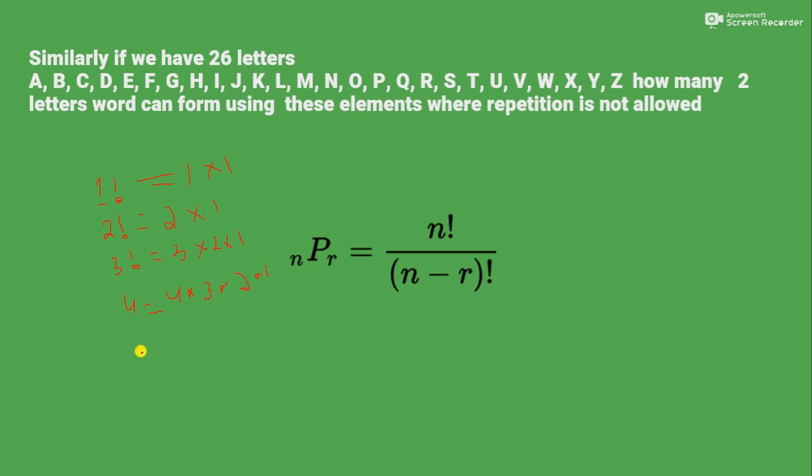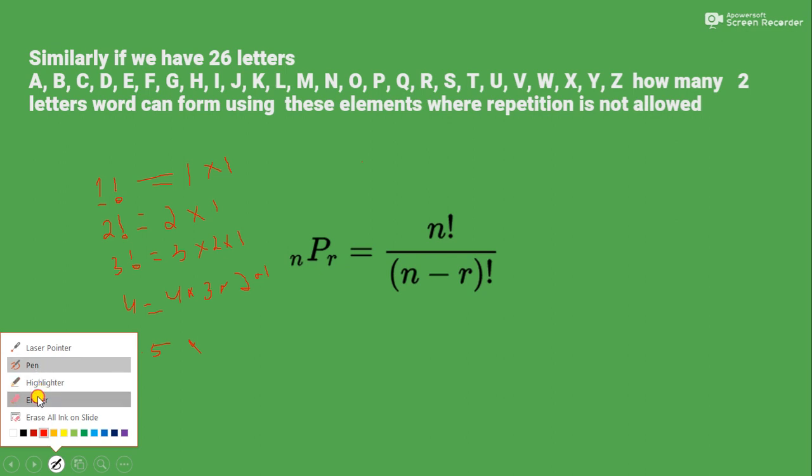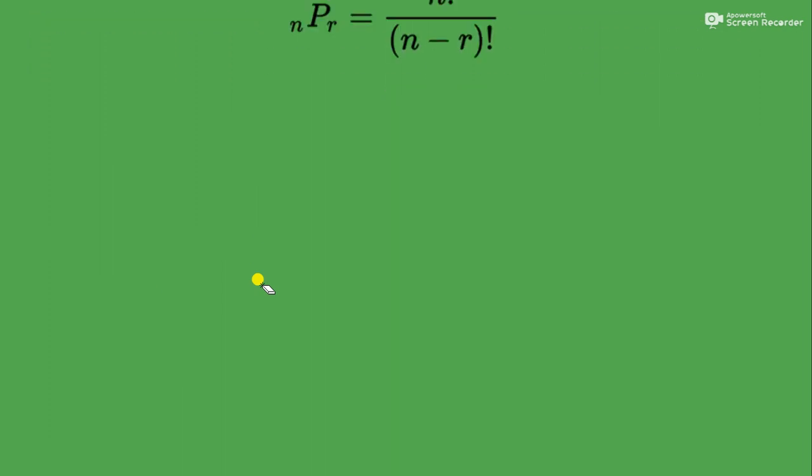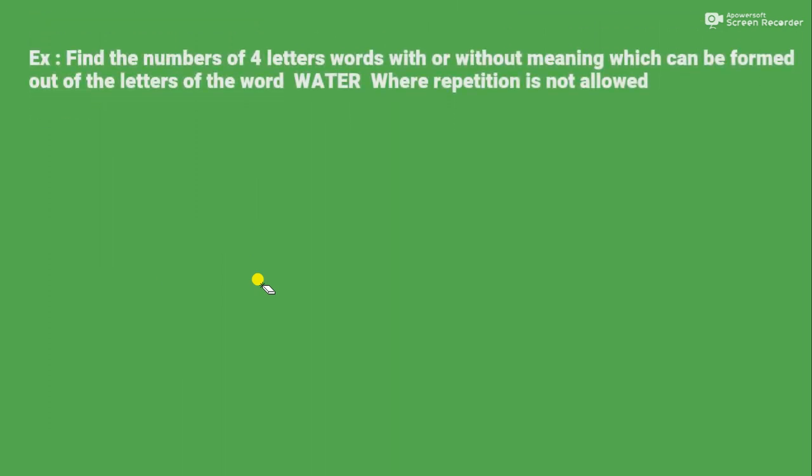So this is how we can find the factorial. If you want to find 5 factorial, then we need to multiply 5 into 4 into 3 into 2 into 1. So this is how we can find the factorial of any number. So using this formula we can solve our problem. In our next slide I'm going to solve the problem using this formula.